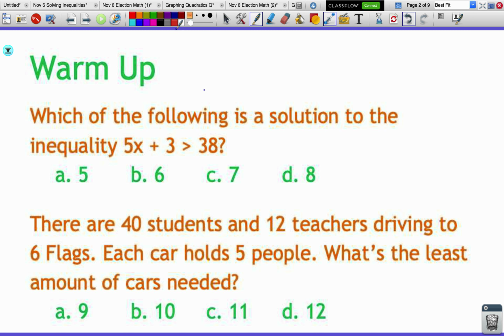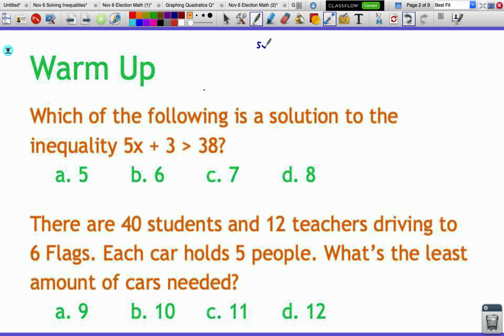Number 1, which of the following is a solution to the inequality 5x plus 3 is greater than 38? Answer choices are 5, 6, 7, or 8. So one idea is we could just start plugging them all in for x and then computing the left-hand side and seeing if we get a true inequality. But that might take a little while.